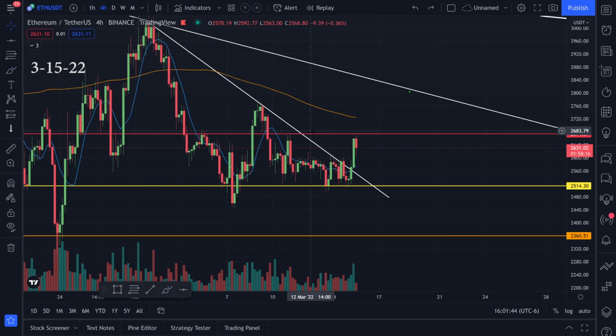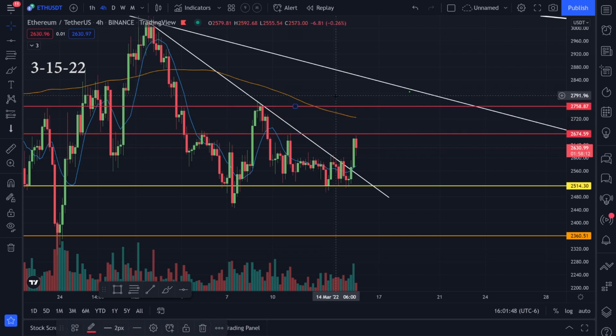So let's go ahead and copy paste something like this. And this level right here is sitting around 2,758. I mean, we could possibly break through it, come up and hit this trend line around this resistance area, and then get rejected.